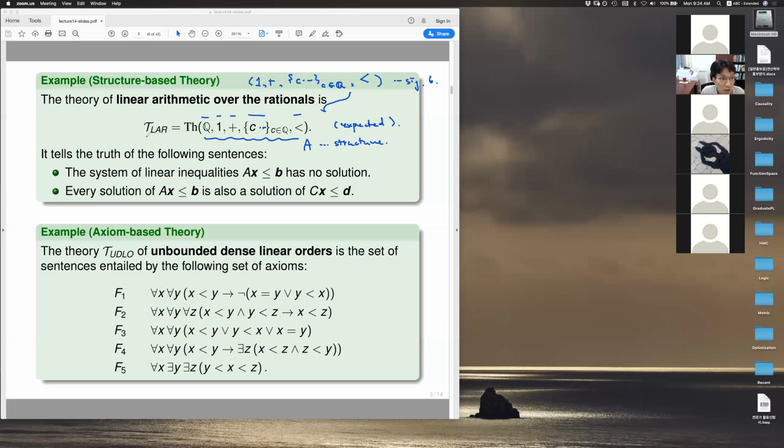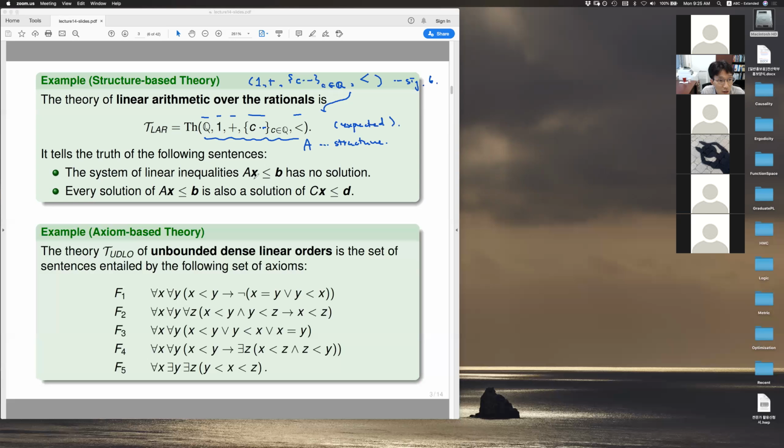And actually, this theory is quite powerful. It can be used to talk about various things from linear algebra, because this is really about linear arithmetic. One thing that we can say, with the kind of sentence we can form here, is that given a matrix A, a vector X, and a vector B, we can write this matrix inequality AX is smaller than or equal to B as a first order logic sentence.